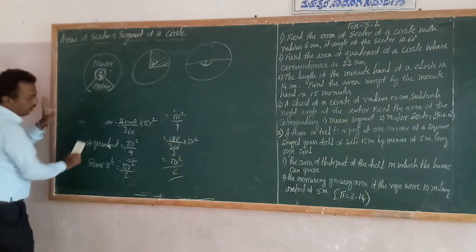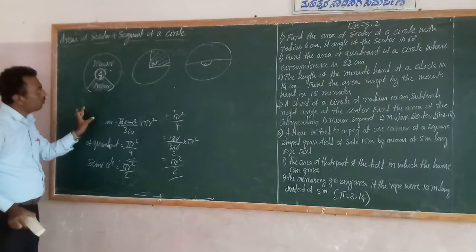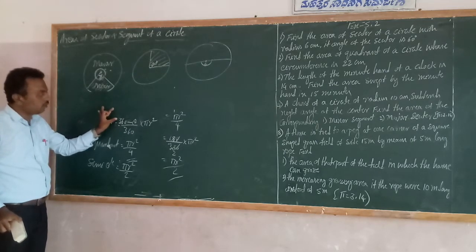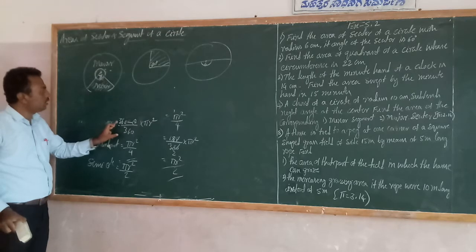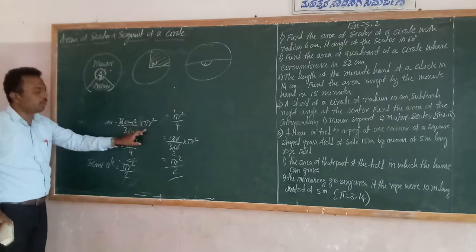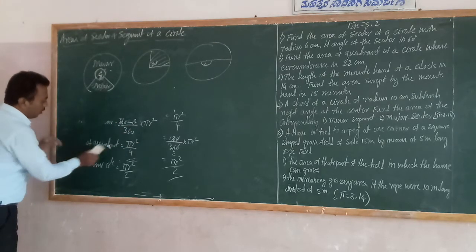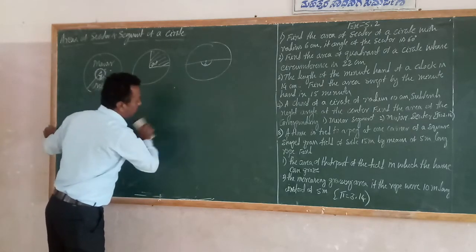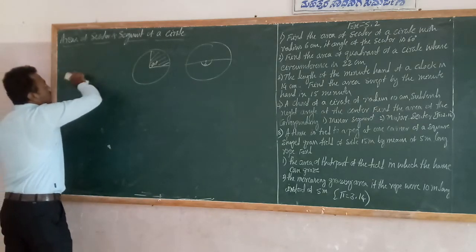So these are the areas of the sectors. Area of the minor sector is theta by 360 into pi r square. Major sector is 360 minus theta by 360 into pi r square. Okay, so be careful, you have to listen carefully and remember it in your mind. Next I will come to the sector of work.